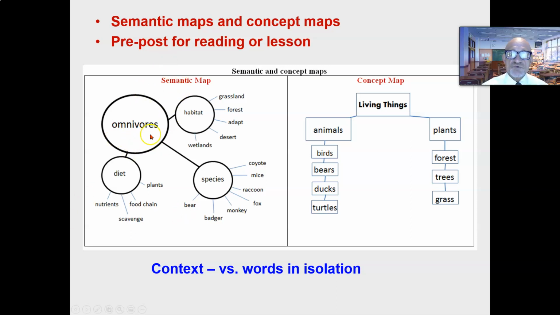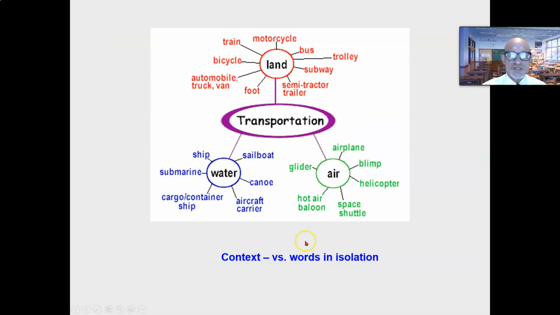Semantic map simply has the words and things that are related or associated, and then you generate associations here. Omnivores, all right, three ideas related to omnivores. That's a semantic map. A concept map is a hierarchy. It shows ordinate and subordinate categories. Living things, animals, plants. That is a concept map. These are sometimes used interchangeably. It really doesn't matter. The thing is that you see the word in context and how things are related to each other. All right. There is an example of a semantic map.